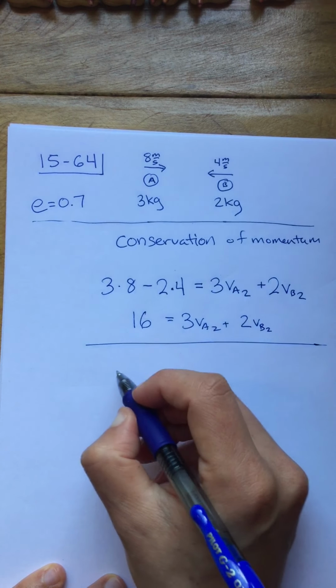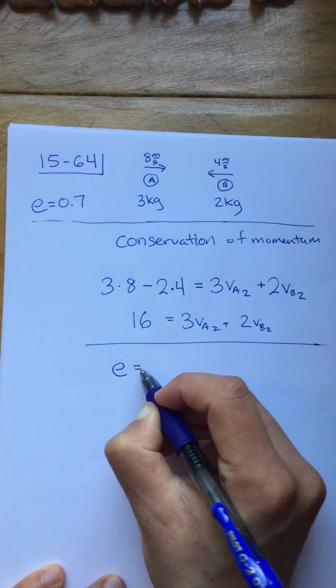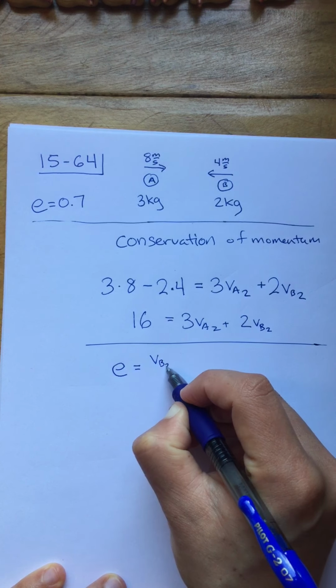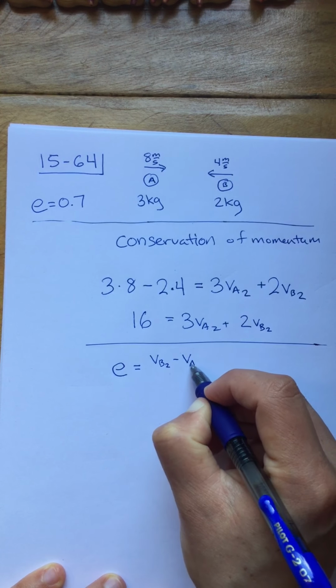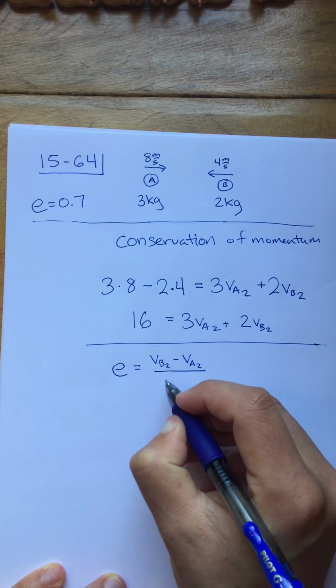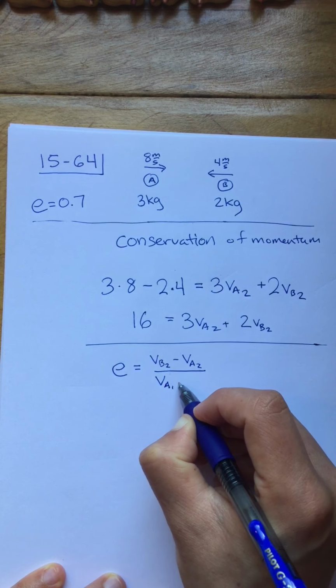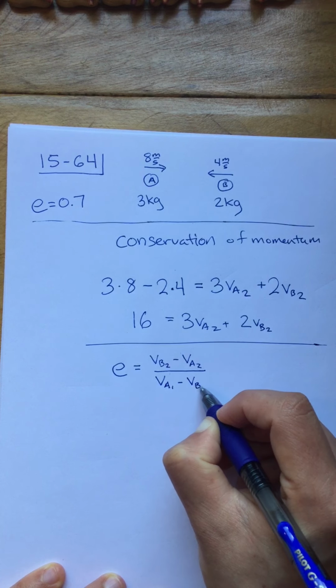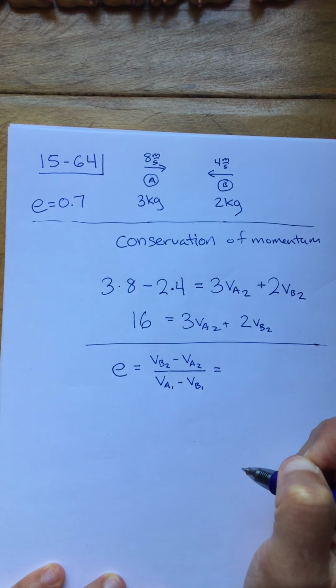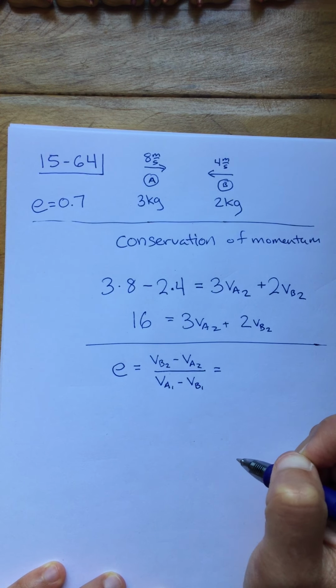Our next equation comes from the coefficient of restitution. This is equation 15-11. Coefficient of restitution is equal to the difference in the final velocities, VB2 minus VA2, over the difference in the initial velocities, but in this case, if we put B first here, we put A first in the denominator, so that's VA1 minus VB1. And it is important that we include the signs in this equation.